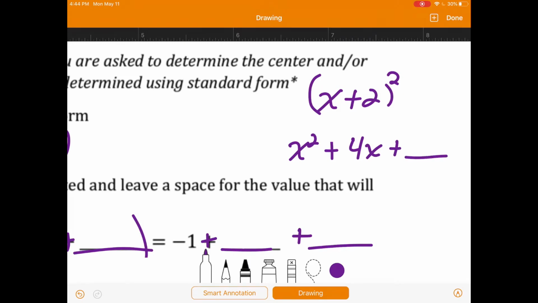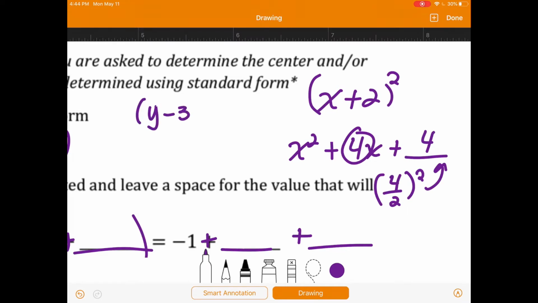We know the 4 goes here. But if we didn't know, all we would have to do is take this number, divide it by 2, and then square it, and that's going to equal whatever goes here. So 4 divided by 2 is 2, and 2 squared is 4. You could do the same thing with the (y − 3)² that we did in the opening exercise. (y − 3)², we knew equaled this.